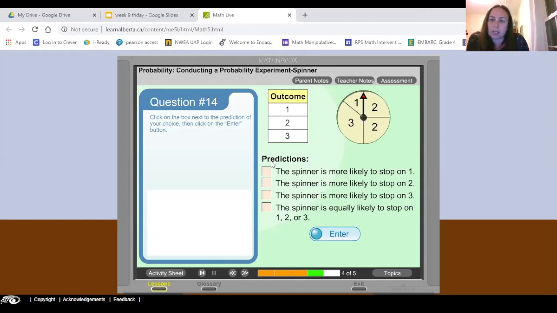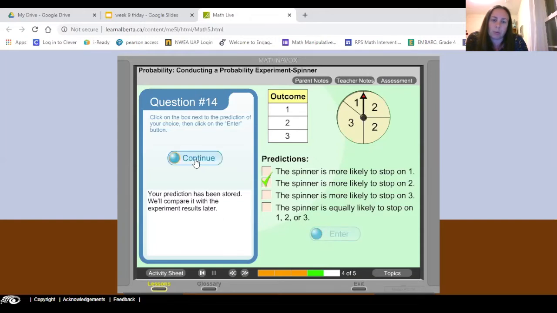Spinner is more likely to stop on 2. Well, 2 has 2 spots, and it covers about half of my spinner. That's probably going to be more likely. The spinner is more likely to stop on 3. Well, 3 has a big piece, but it doesn't cover as much space as the 2s cover. Or are they equally likely? Well, they're not all the same size. So 2 covers the most space on my spinner. So I think 2 will be more likely to be landed on.